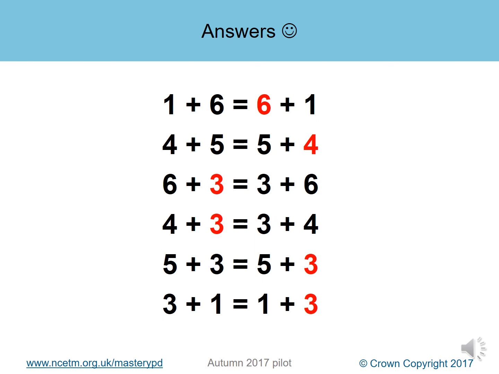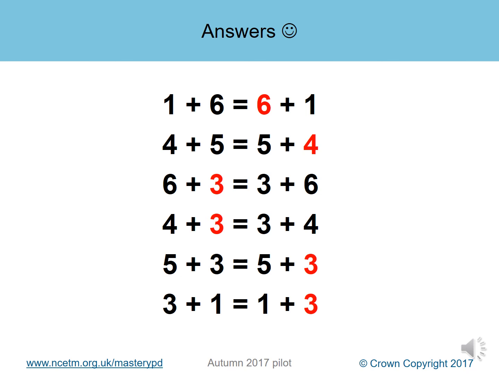Here are the answers. So, did you get them right? Tick them off as we go along. So 1 add 6 equals 6 add 1 because we had the 1 there and we were missing the 6, so it just switched it round. 4 add 5 equals 5 add 4. Okay, so both sides are equal.